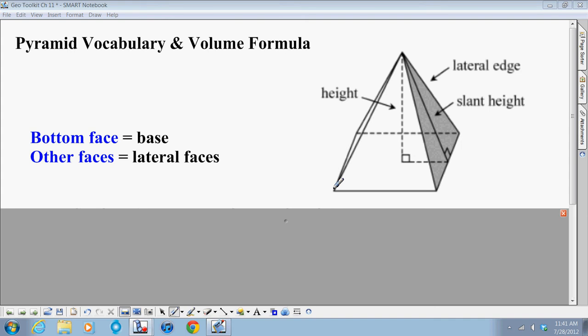Welcome back for another toolkit entry for geometry. This one is called Pyramid Vocabulary and also the volume and surface area formula here.